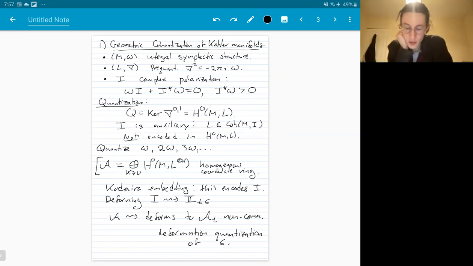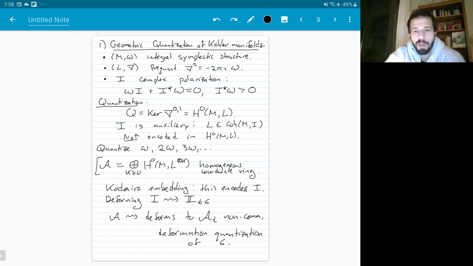Right. So we're not using the A model of the Keller structure of omega. We're viewing omega as the curvature of a line bundle. So it's a brane in the category of coherent sheaves. It's a holomorphic line bundle on the complex manifold M_I.